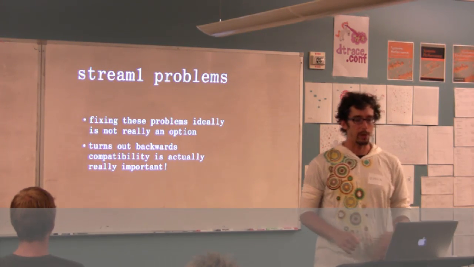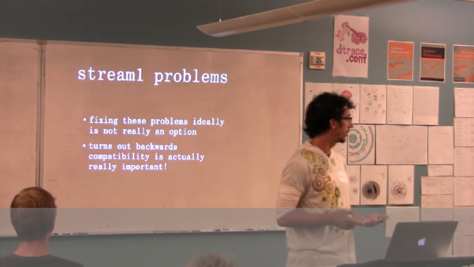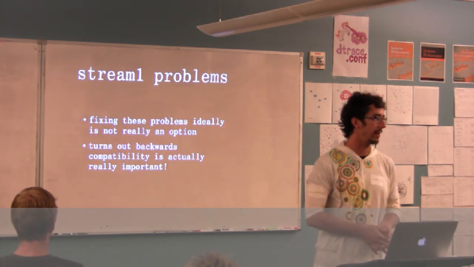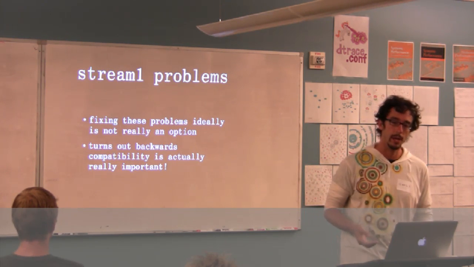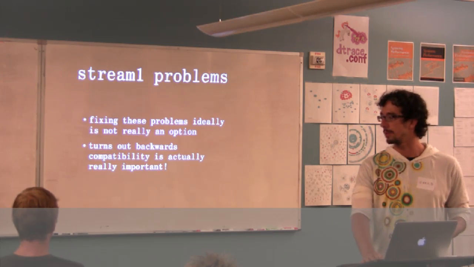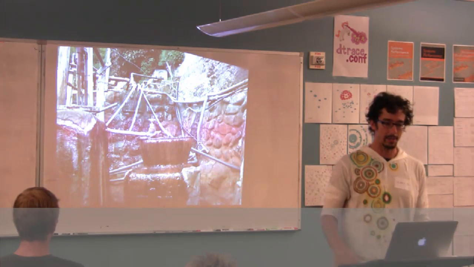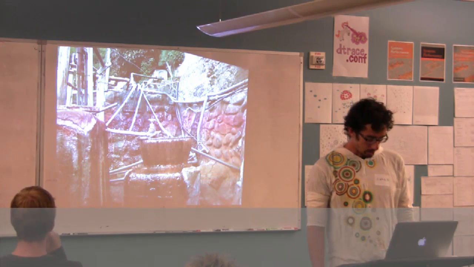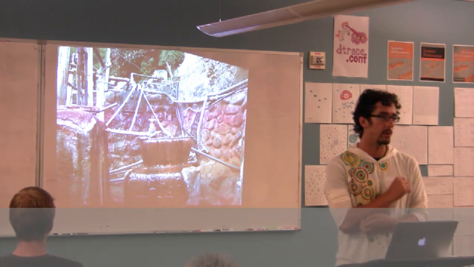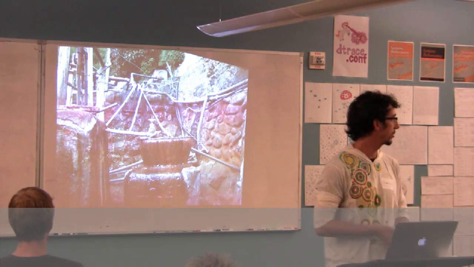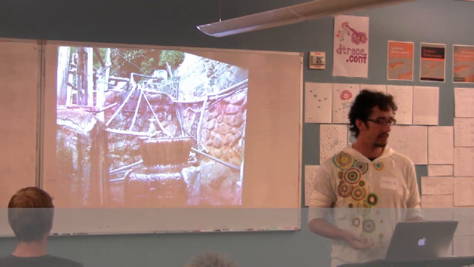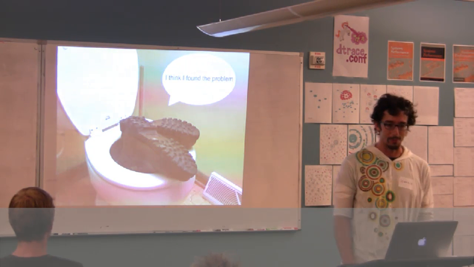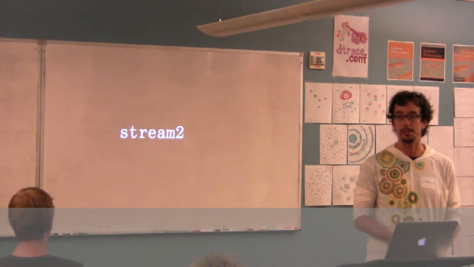Fixing the problems ideally was unfortunately not actually an option at the time, because a lot of programs were built on these certain semantics and, intentionally or not, had come to rely on them. It turns out backwards compatibility, if you're a platform, is one of the most important things. People's weird edge cases were tied into the guts of how their programs work. So between 0.8 and 0.10 of Node, we took quite a bit of time and dug into this. As is often the case in software, it took about six months longer than I thought it would. But in the end, with a lot of work from a lot of different people, we tracked this all down and wrote Streams 2.